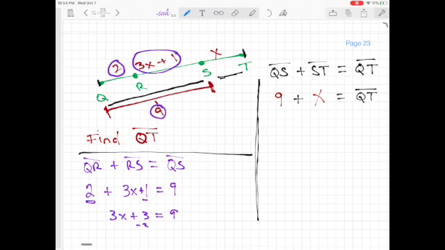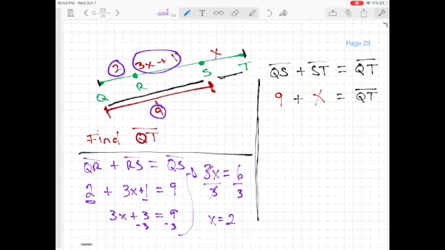I'm going to subtract 3 from both sides. And we get, I'm going to have to come up here with it, 3x equals 6. Then we're going to divide both sides by 3. And we get x equals 2.